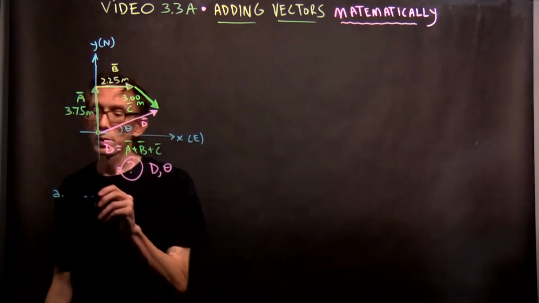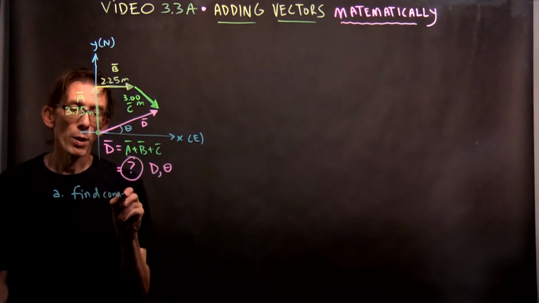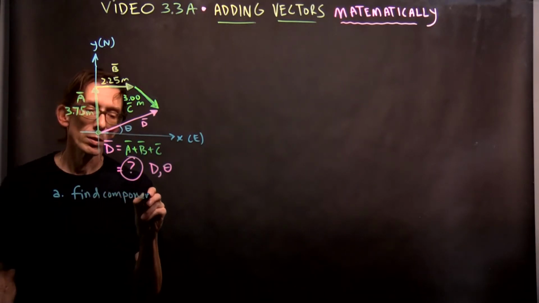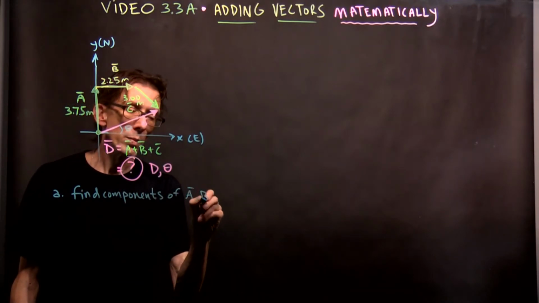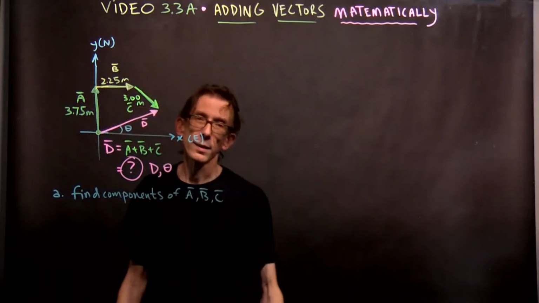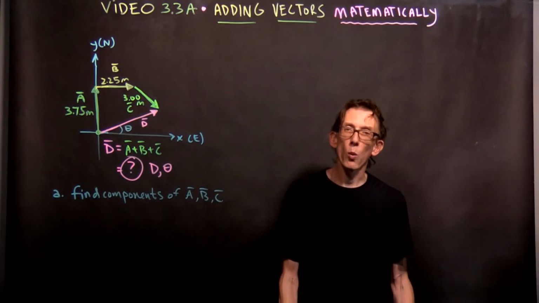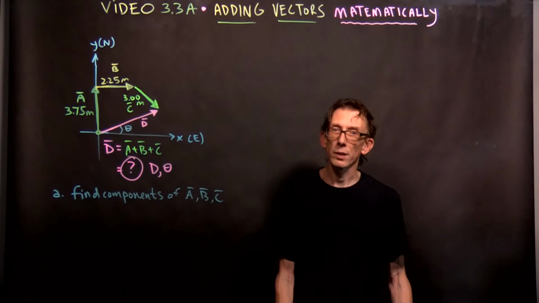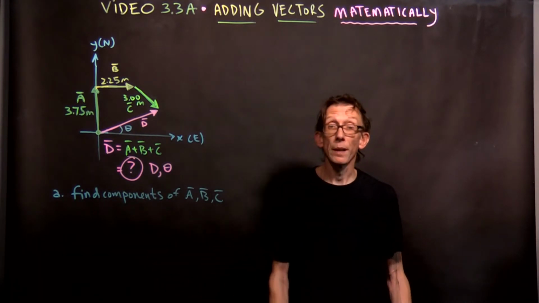So the first thing to do is to find the components of A, B, and C. We have to find the x parts and the y parts for each of these vectors. That's what components means. Think back a couple of videos.